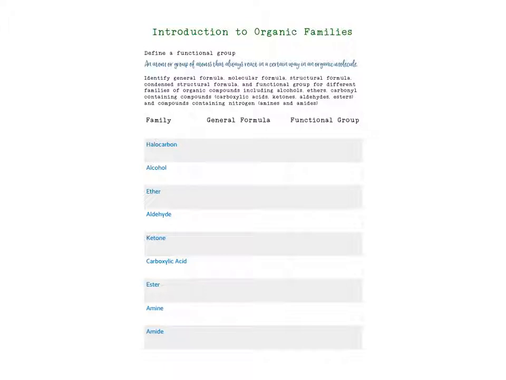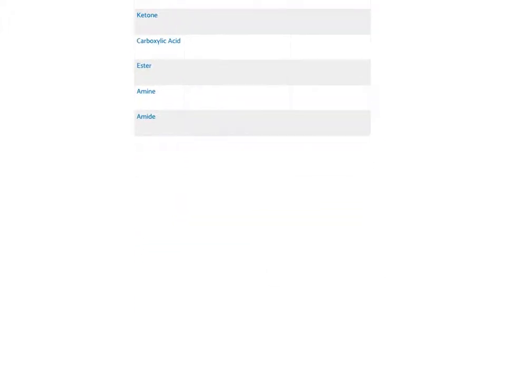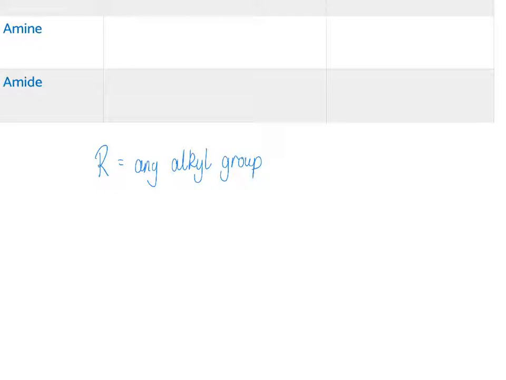Before we start looking at the different groups, I'm just going to clarify something that we haven't talked about before, and that is using the notation R. This R could represent any alkyl group. So it could be representing a methyl group, which as you know is CH3. It could be representing a C2H5, an ethyl group. It could be representing a propyl group, C3H7. It doesn't matter what this alkyl group is.